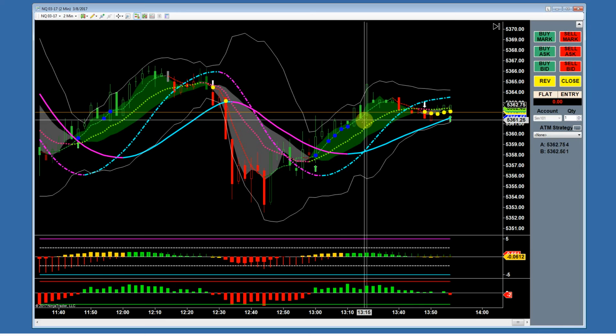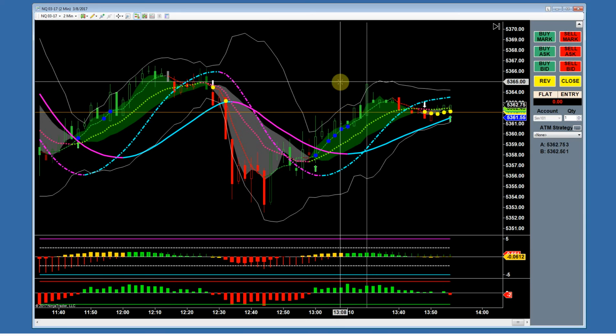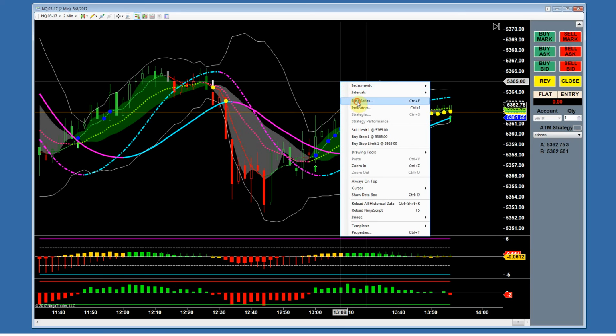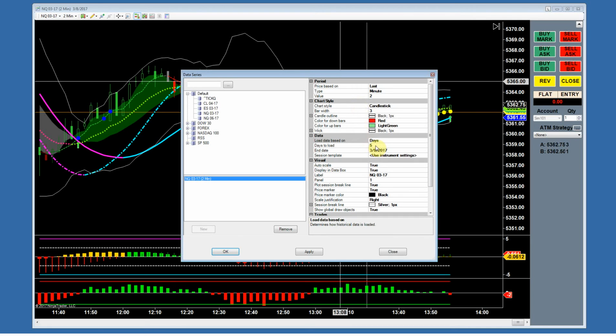I thought it was like 11 sessions, but oh, did I forget to change this? Data series. Oh, okay, it was set for 5 days. I had it set for 15 before I started the room. And how much time we got? I got about another 2 minutes. Let me do this. I'm going to set it for 10.